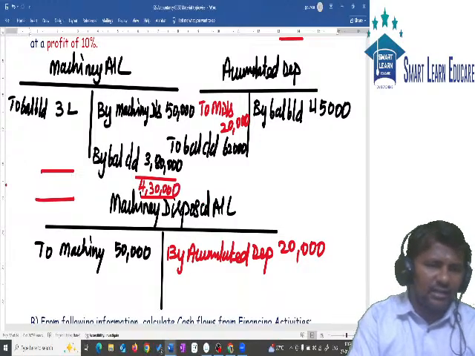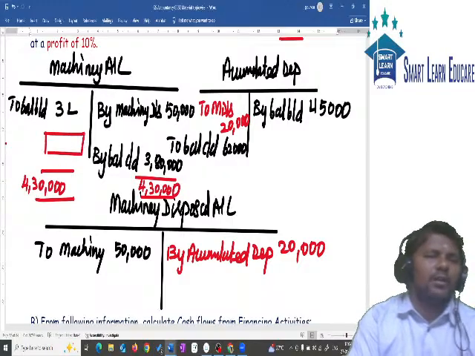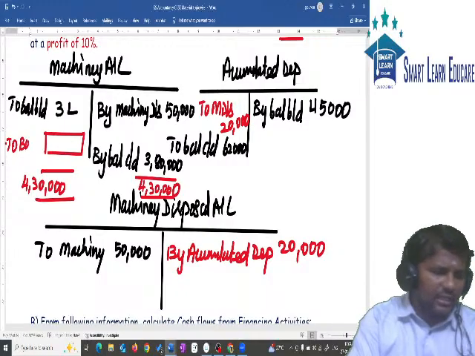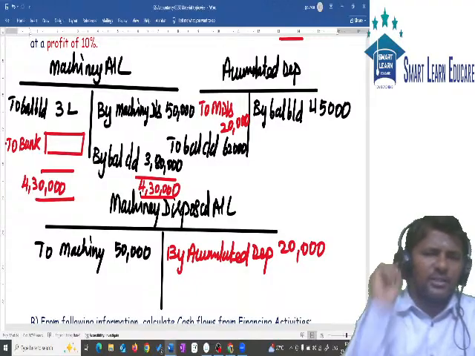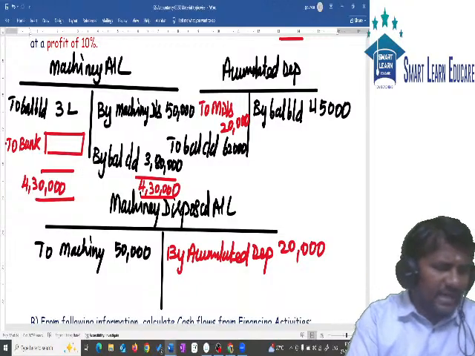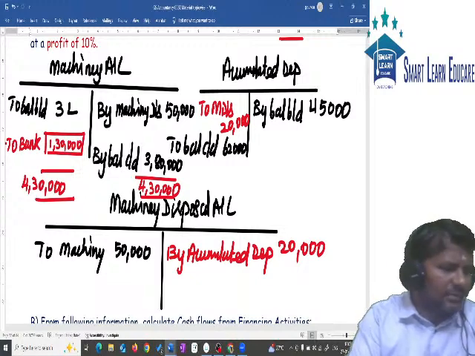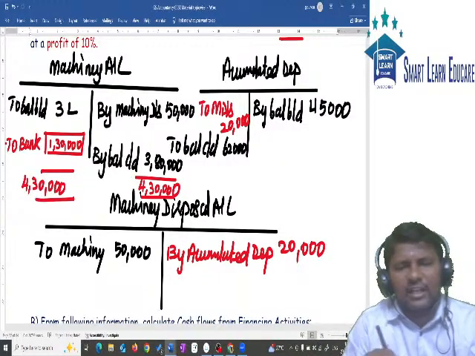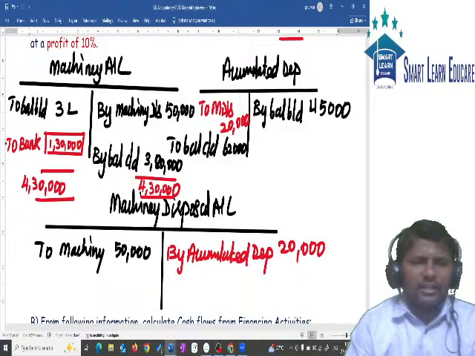It means that 4 lakh 30,000 minus 3 lakh, we had purchased some machinery. Tell me how much we purchased in the current period. It is the balancing figure. 4 lakh 30,000 minus 3 lakh will give you 1 lakh and 30,000. This 1 lakh and 30,000 is nothing but the machinery which is purchased in the current year.